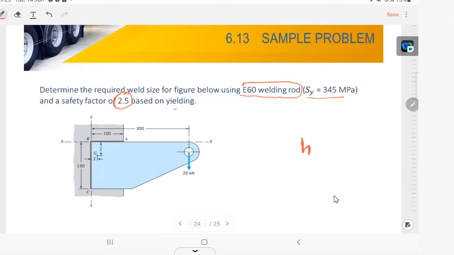Okay, what are the procedures? The first procedure is the free body diagram of the welding. Free body diagram of the welding. Then what? Then find the centroid.